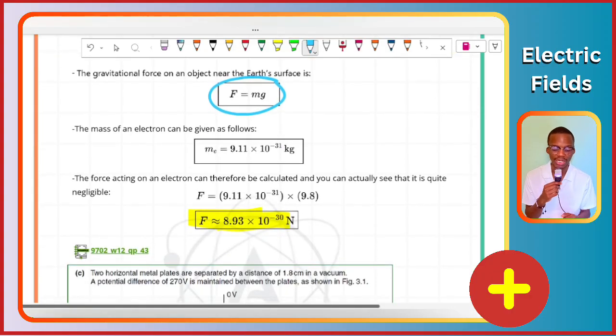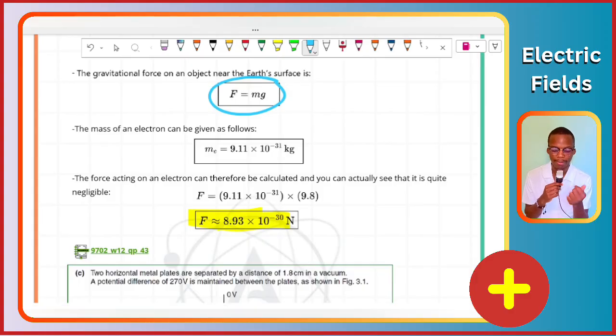So the mass of an electron can be given by that. The g can be given by 9.8. Multiply the two, you get like 8.93 times 10 to the power of negative 30 newtons. So that is the total force that will be acting on that electron, causing the electron to move down. And that is quite negligible, right? You can't really consider this when you're actually doing motions of these particular objects.